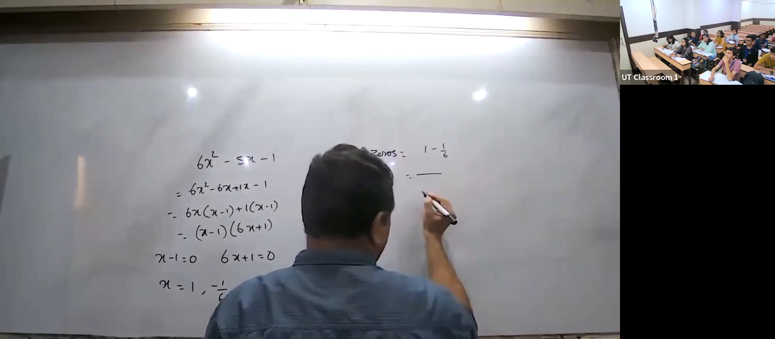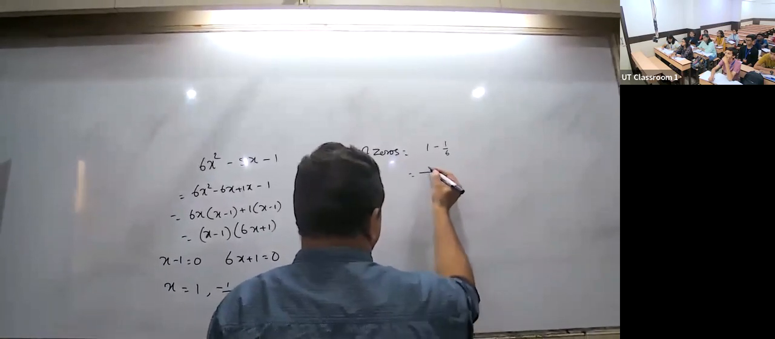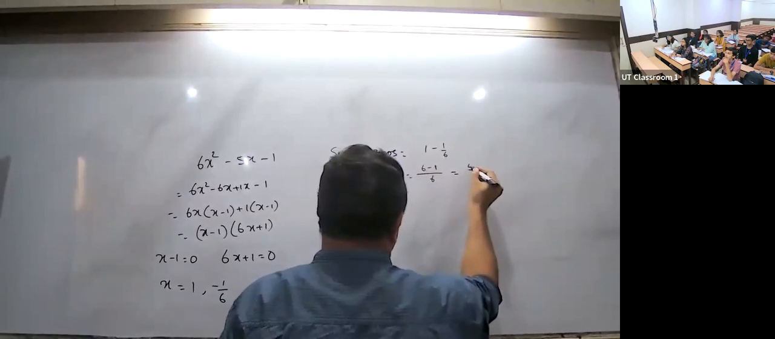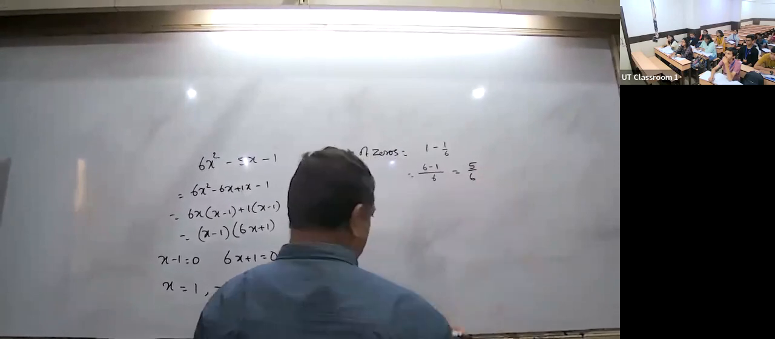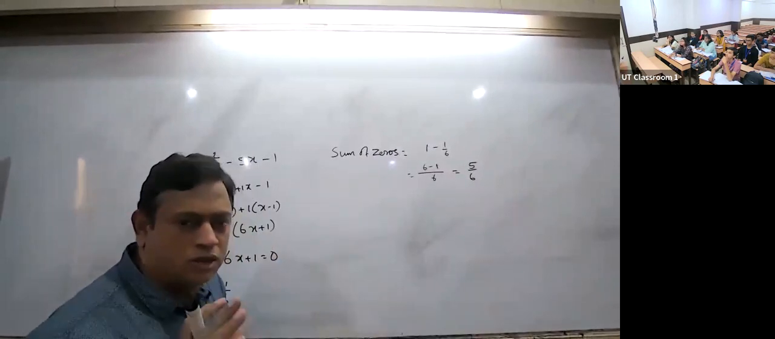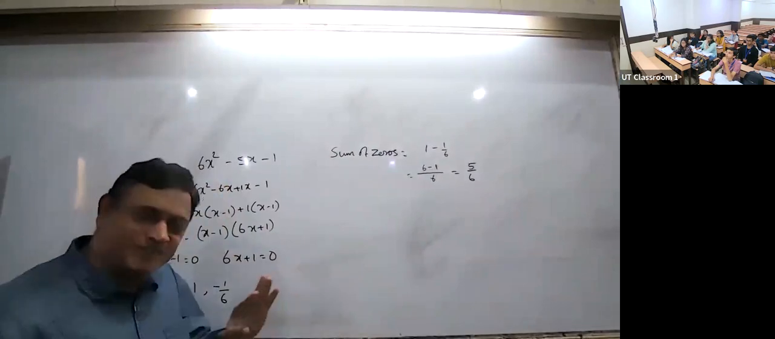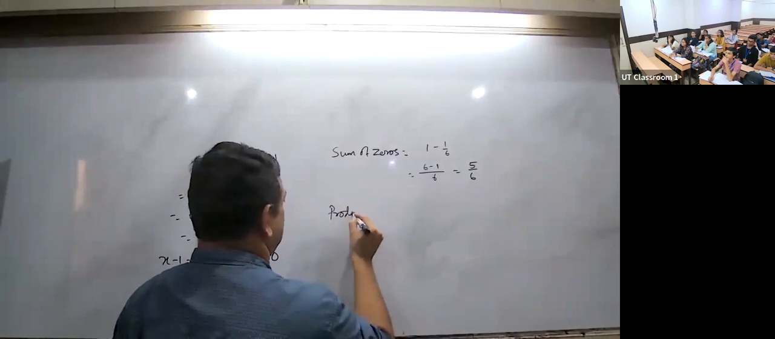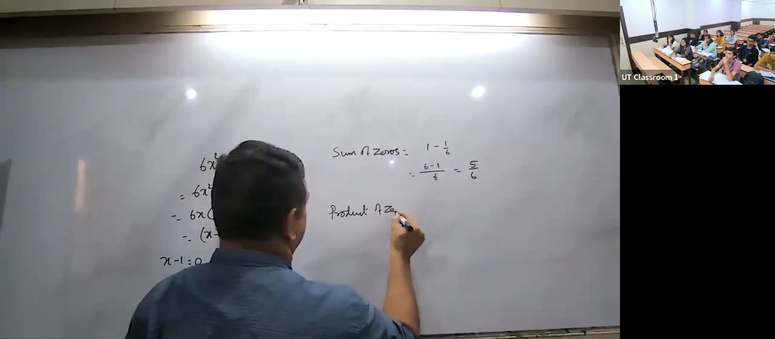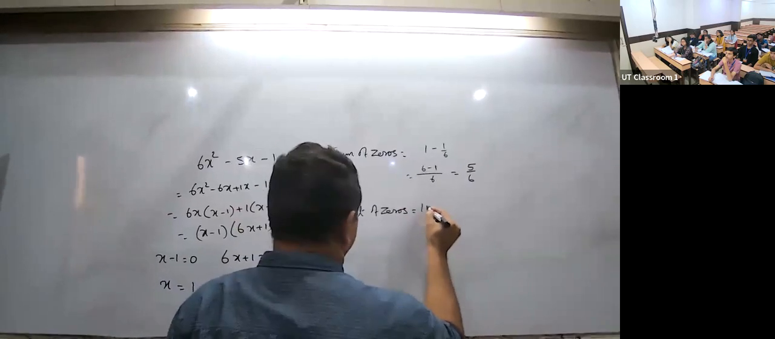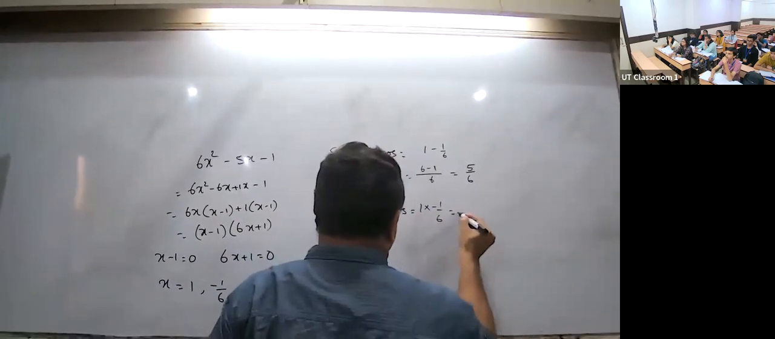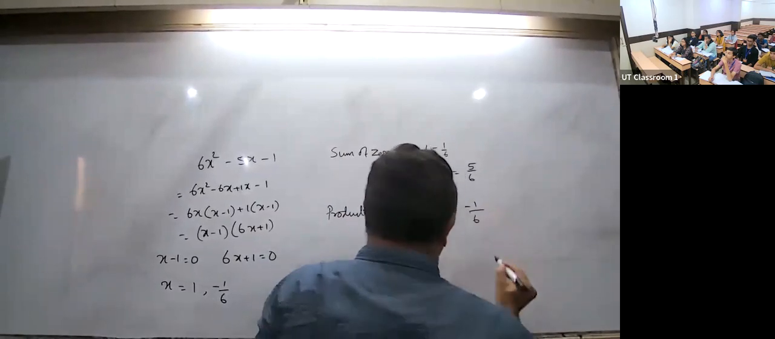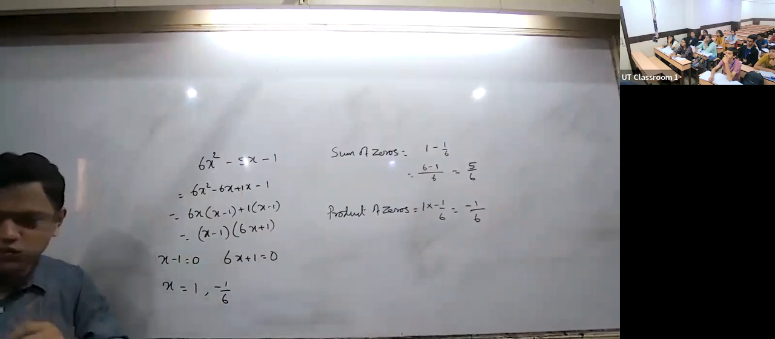So you know how to take the sum? What will you get here? 6 minus 1, LCM now. How much are you getting? 5 upon 6. This much is followed. No need to write. Listen now. Whatever I'm writing, don't copy. Now, next is the product. Product of the zeros: 1 into minus 1 by 6. How much did you get? Minus 1 upon 6. So the sum of the zeros you got, and the product of the zeros equals minus 1 upon 6.